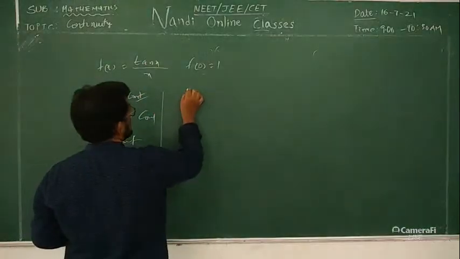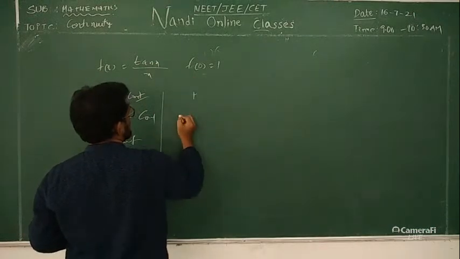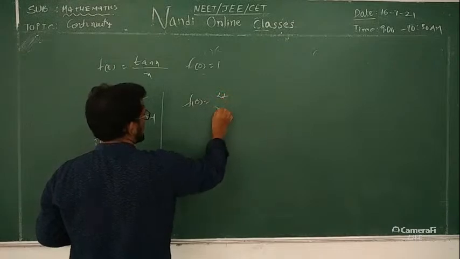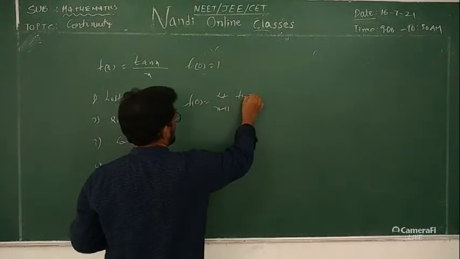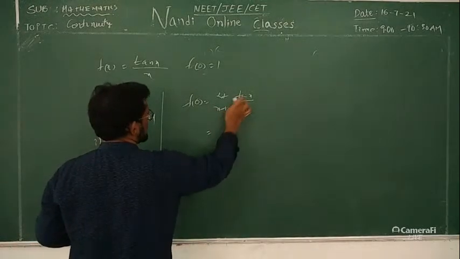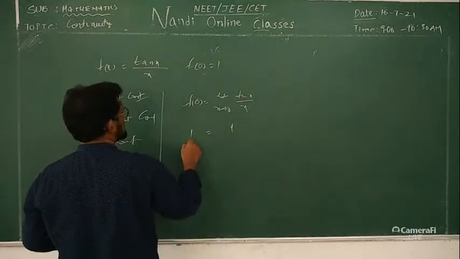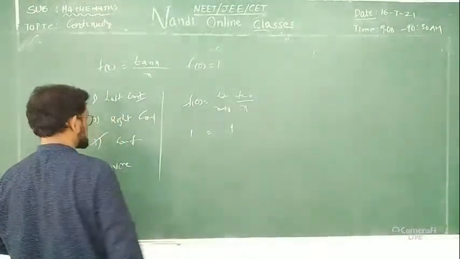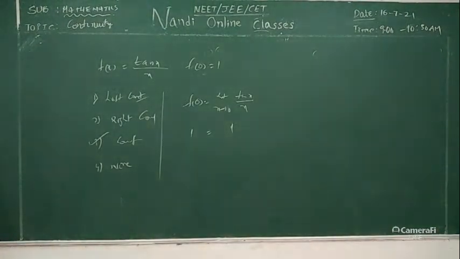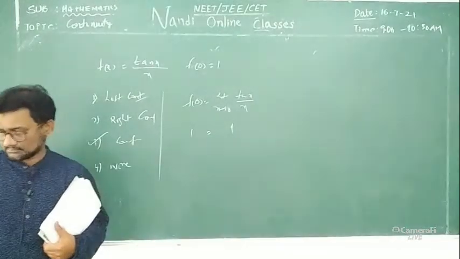So simple logic. Here f of 0 is 1. Limit x tends to 0 of tan x by x is 1, f of 0 also 1, surely it is continuous. Limit value, function value, if both are equal, we can say that it is a continuous function.